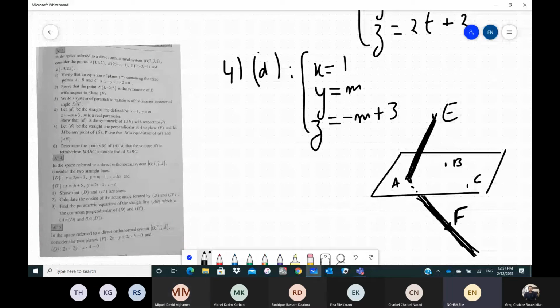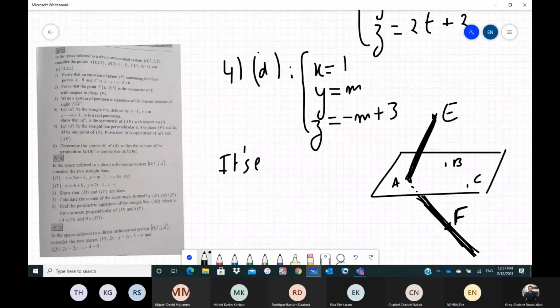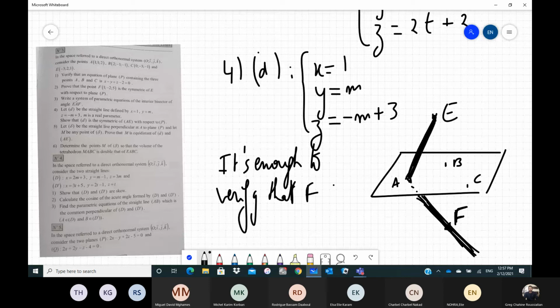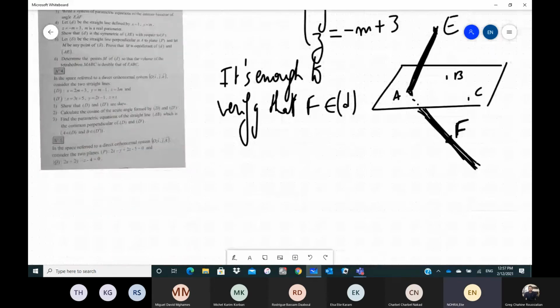We prove that AF and AE are equal. No, you don't prove that they are equal, my son. We prove that A belongs to the plane P. Since they said with respect to P, this is the method we did before: E is the symmetric of F, for example, with respect to the plane P. Bravo. But it's enough to prove that F belongs to the line D.